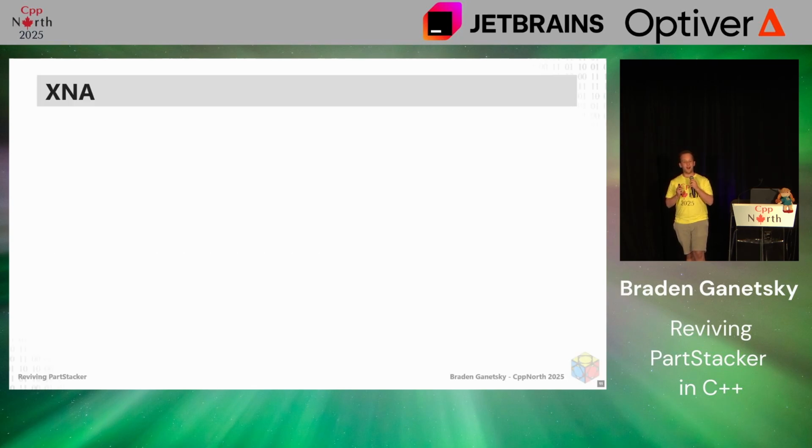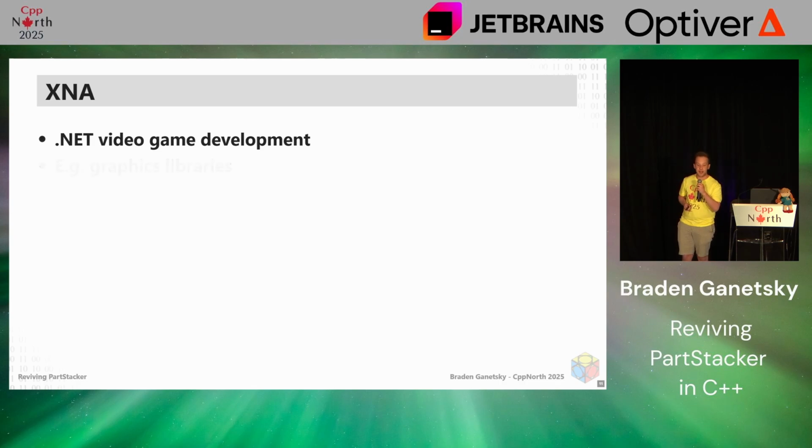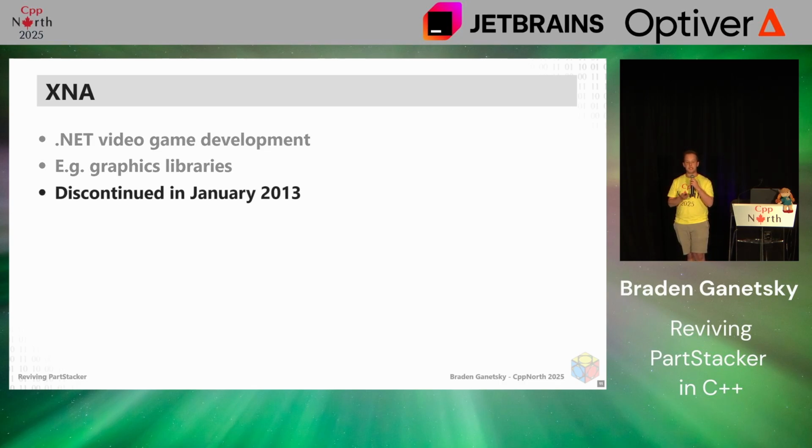Okay, so it's a .NET video game development made, it was discontinued actually, sorry, I'll get to there in a sec, like graphics libraries, matrix transformations, discontinued before I was born in January 2013, so it's quite a while ago. Now the issue is that I tried to compile this old code.